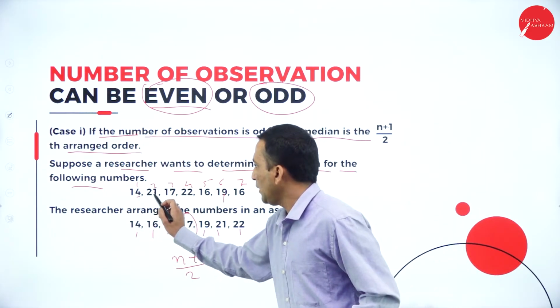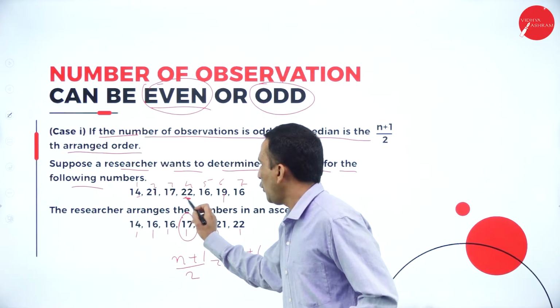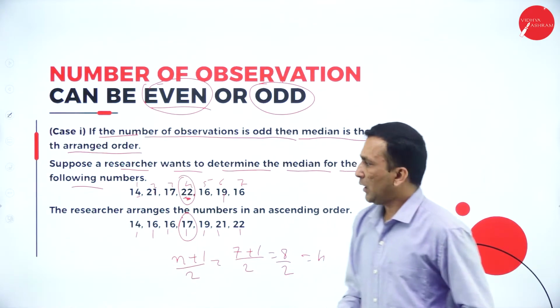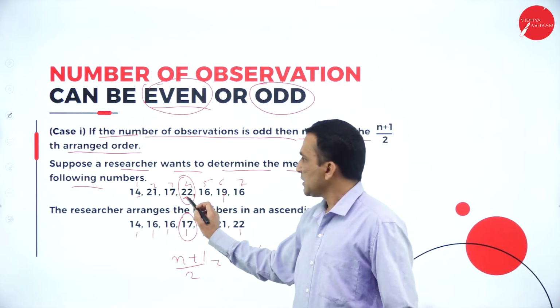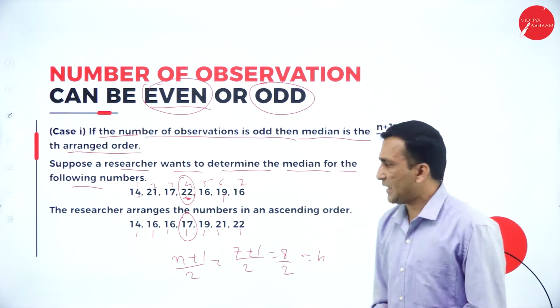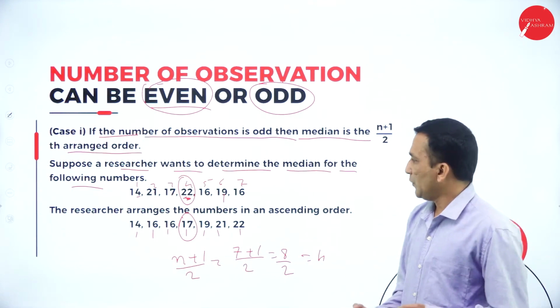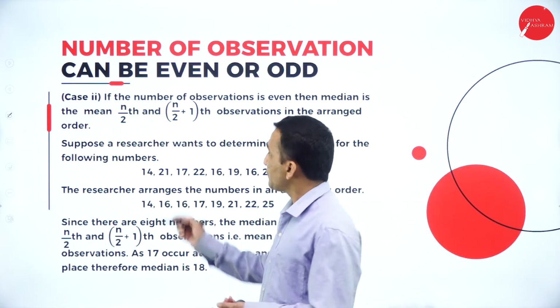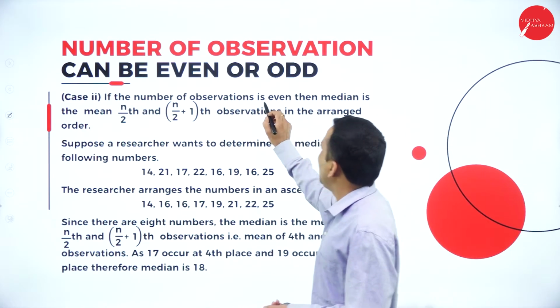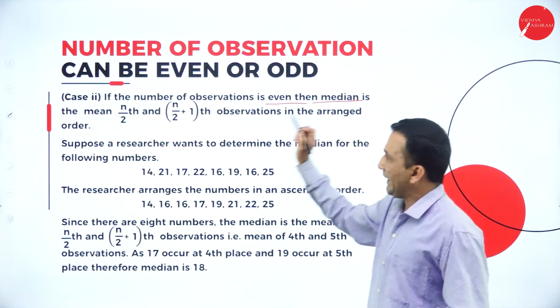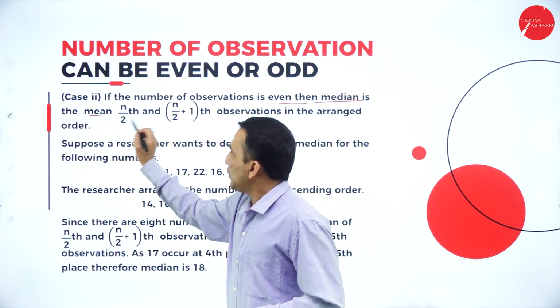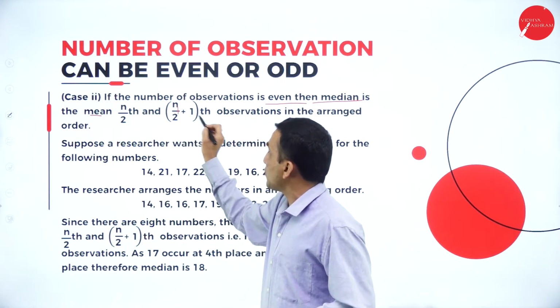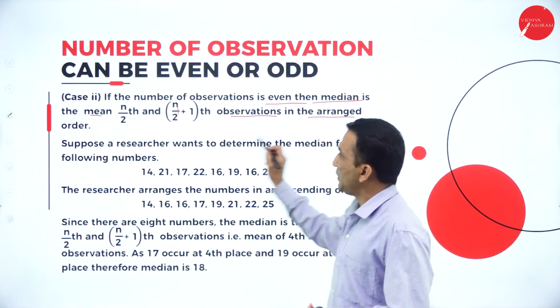Now see, 1, 2, 3, 4. The fourth place, the value of the fourth place is 22. So easily we can say the median is 22. In the next case, if the number of observations is an even number, then the median is the n by 2 and n by 2 plus 1 observations in the arranged order.